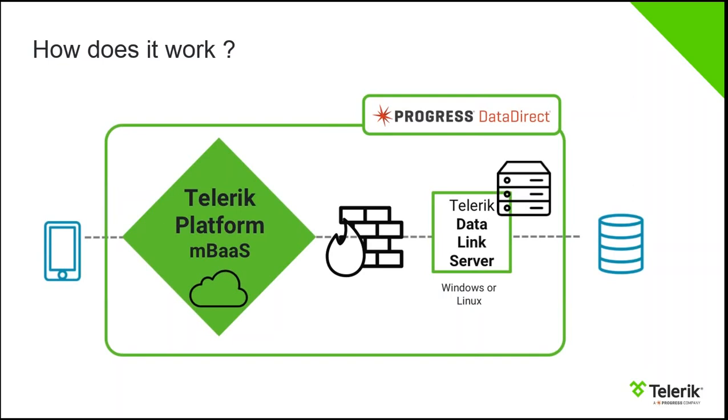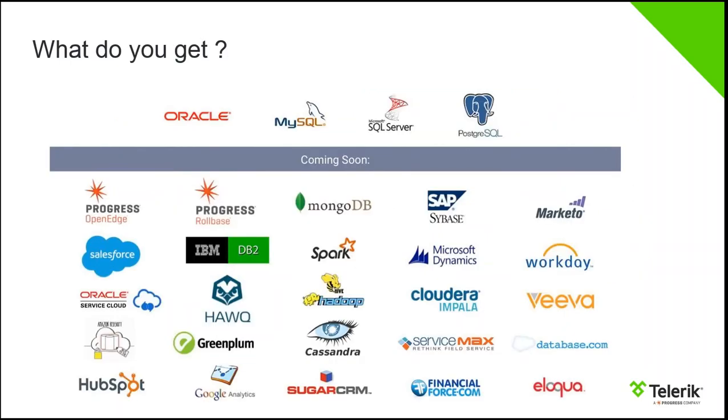So what do you get currently out of the box? You get connectivity to SQL Server, MySQL, Oracle, PostgreSQL, but look at coming soon. When we do the integration over time, let's say in 3 months, 6 months down the line, you will be able to connect to a variety of data sources: MongoDB, Progress Rollbase, Progress OpenEdge, Sybase, Marketo, Salesforce, IBM, Spark, Dynamics, you name it, because this is all powered by Data Direct.